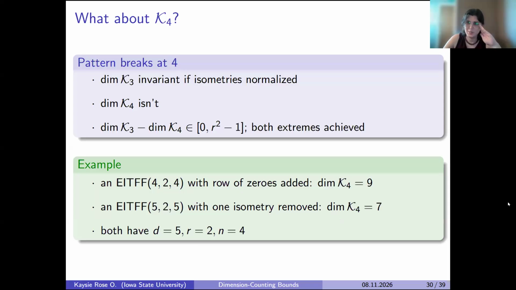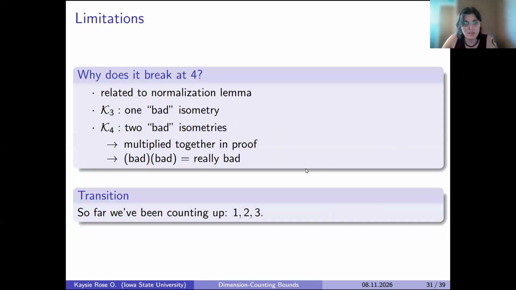You do not need to internalize what's going on here. The point is just the dimension of K4 can't be a function of d, r, n in the way that the dimension of K1, K2, K3 was. So that's bad. We don't like that. Why does this happen? Why is K4 the problem child?